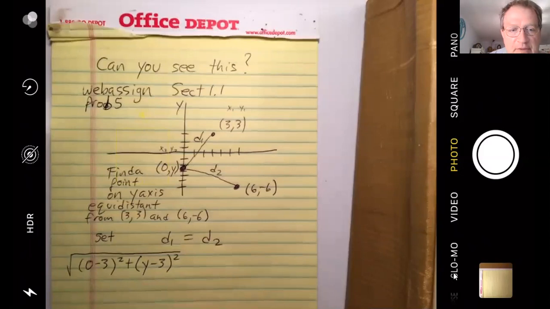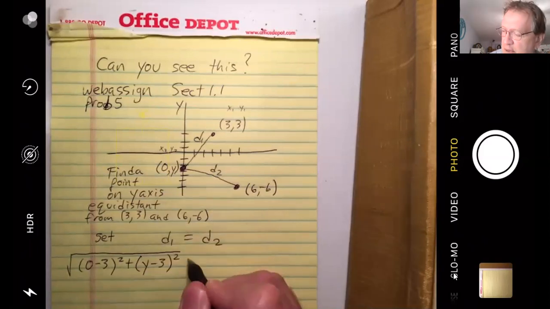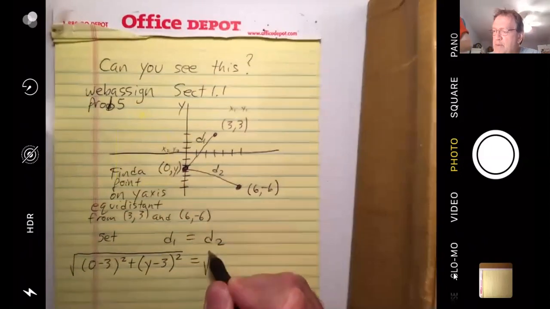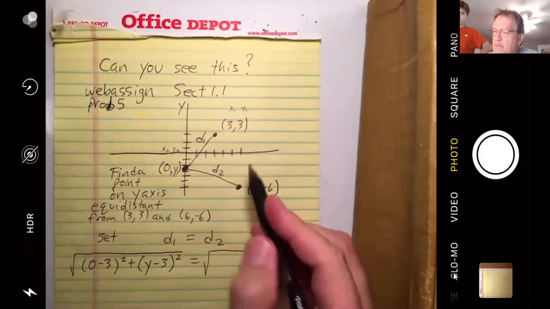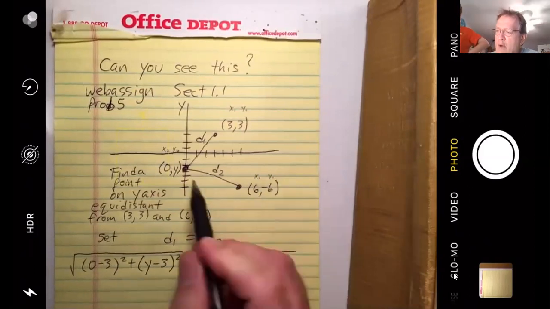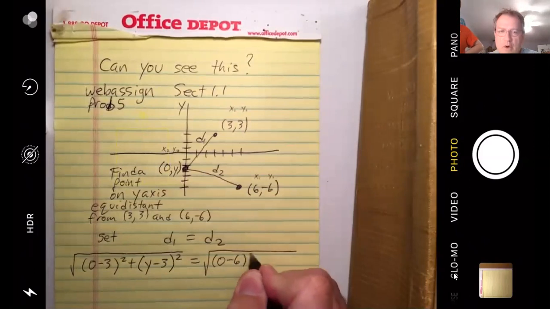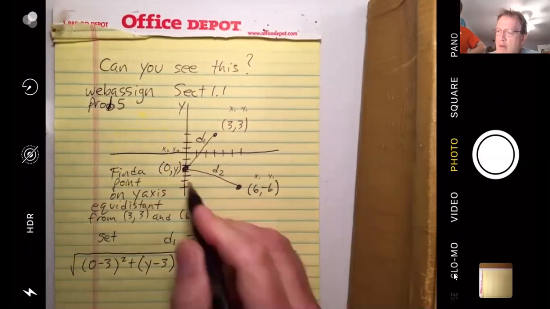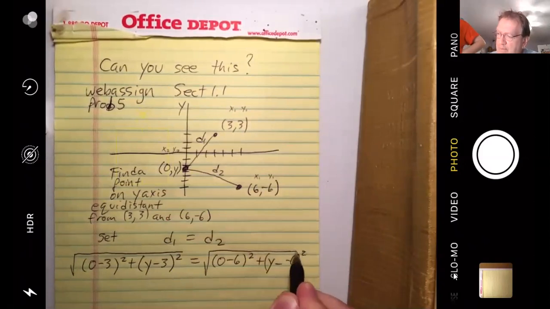All right, I'm going to do the same thing on the other side, except between 0, y and 6, negative 6. So the distance formula there, again, would be a big square root. If we call this x1 and y1, I can go x2 minus x1, 0 minus 6 squared. Y2 minus y1 would be y minus negative 6 squared.